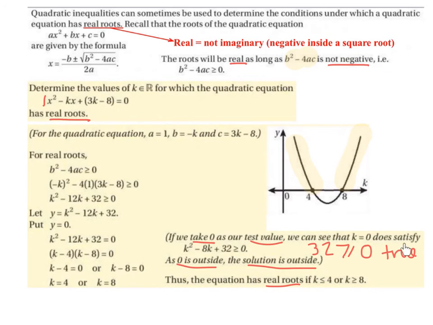If this had been false, however, it would tell us that our solution set lies inside 4 and 8. So it would be values greater or equal to 4 and less than or equal to 8, so it would be the other way around.